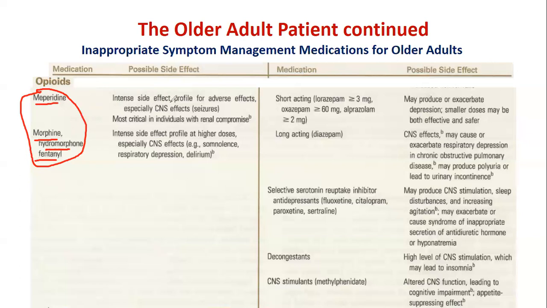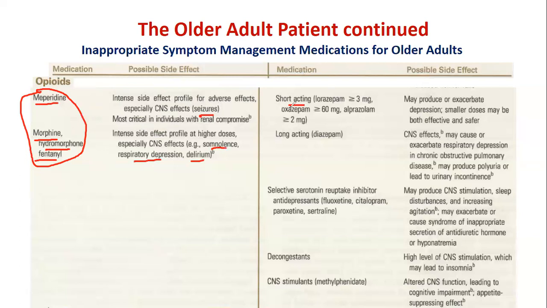So this is the side effect profile for adverse effects, especially central nervous system effects like seizure, most critical in individuals with renal compromise. Intense side effect profile at the higher doses, especially central nervous system effects like somnolence, respiratory depression, and delirium.